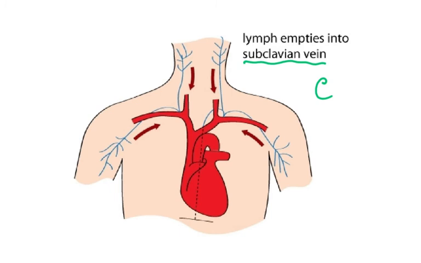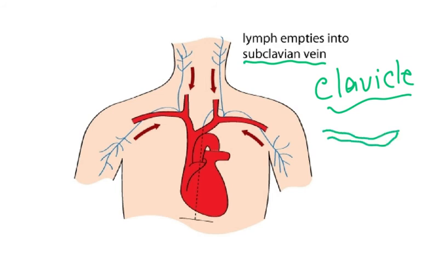I don't know if you know, there is a collarbone which is called the clavicle. This is the collarbone here, and there is a vein which goes just below it, that is called the subclavian vein. So all this lymph from all over the body will ultimately drain into the subclavian vein.